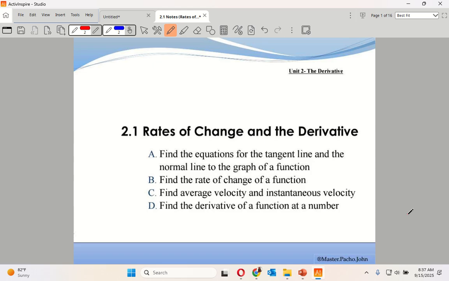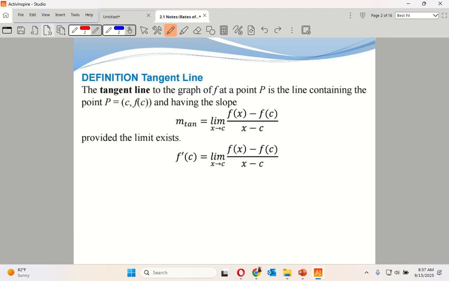Anyway, all right, rates of change and the derivative. Now, rate of change, it's like miles per hour. It's normally some type of distance or unit of measurement over time. Time is normally how we're measuring. Find the equation of the tangent line and normal line.